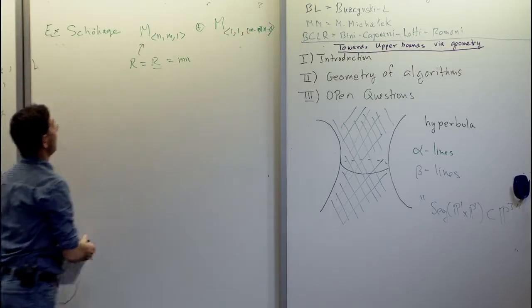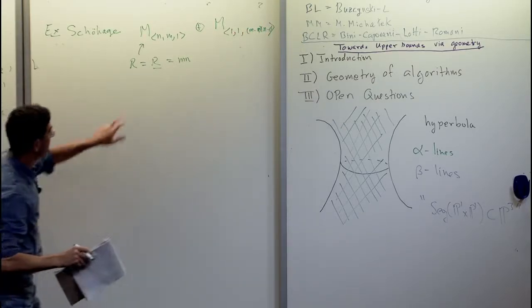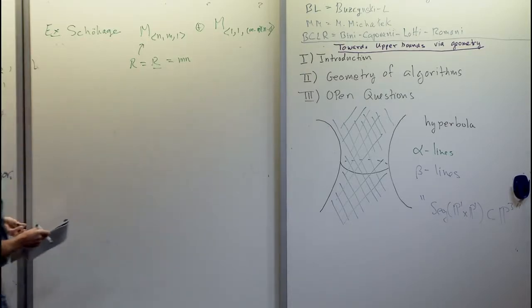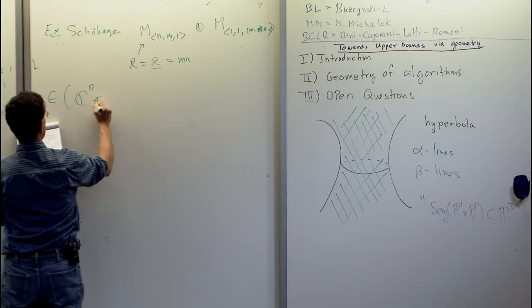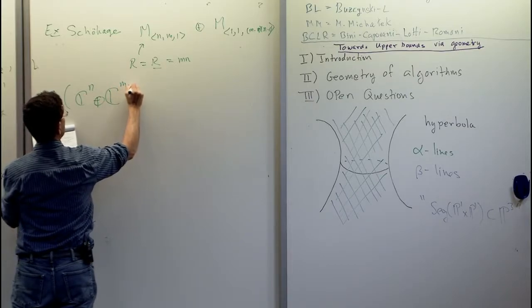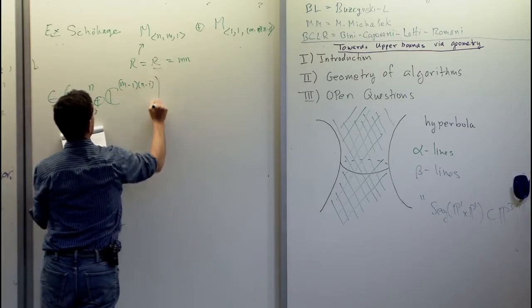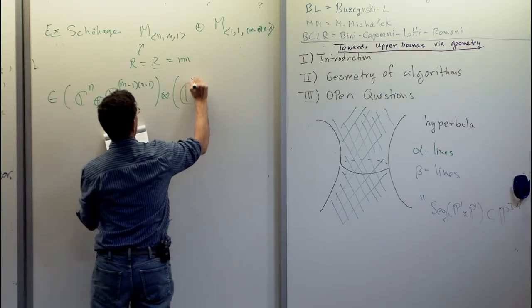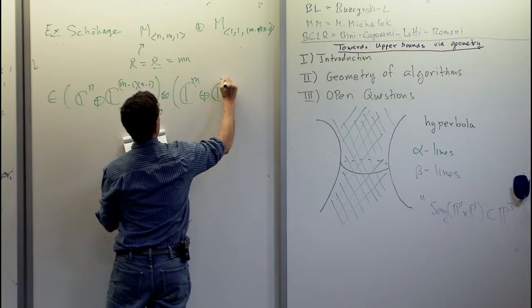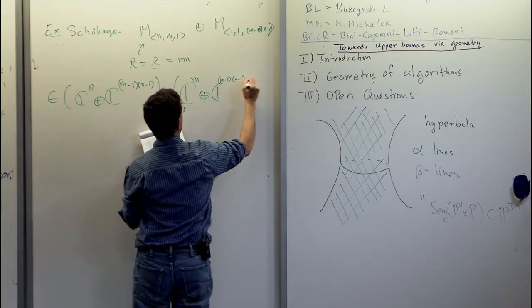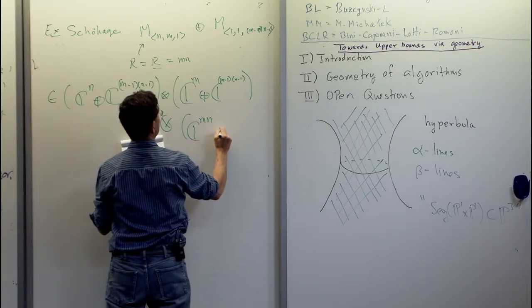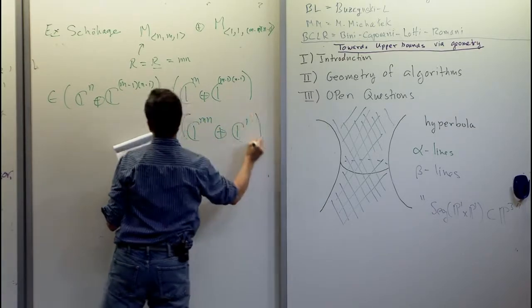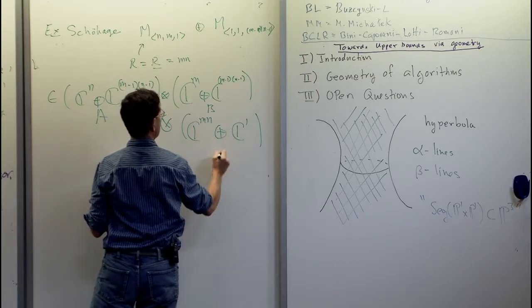And you could do a lot better. Basically, this comes almost for free, to be precise, at a cost of 1. So this sits inside Cn plus Cm minus 1, n minus 1, tensor Cm plus Cm minus 1, n minus 1, tensor Cmn plus C1. So this is my A, this is my B, this is my C.